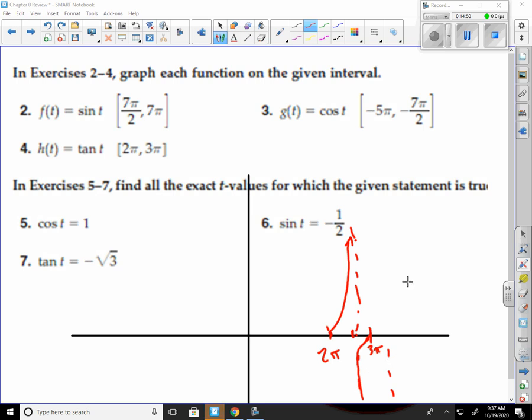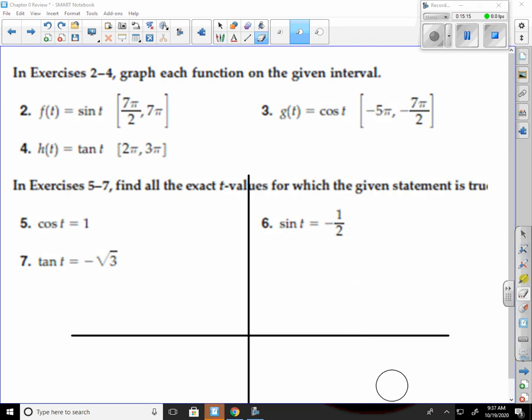Okay. I'm not going to kill you with those graphs. I'm not going to make it so hard that you can't graph them. A lot of them are going to be just knowing how they look on a regular standard cycle. Okay. Look at number 5. These ones are the more important type for now. Make sure to throw that in there.